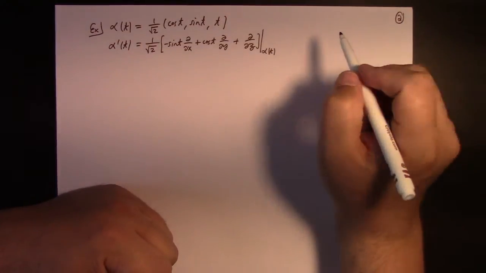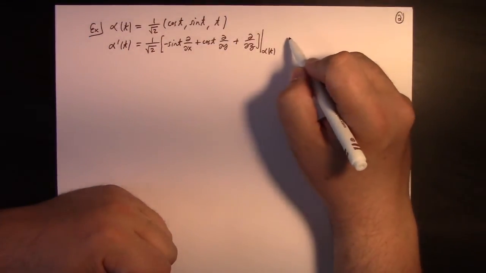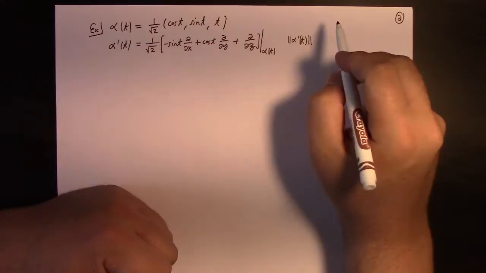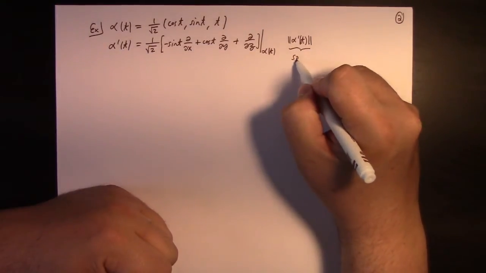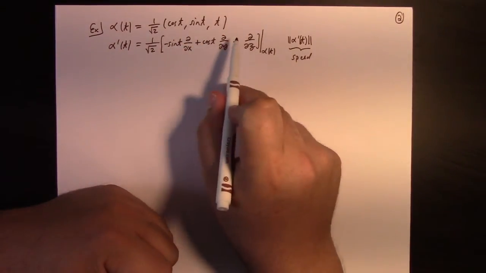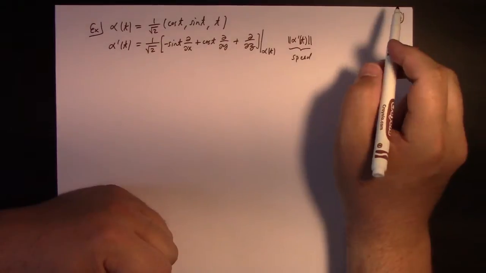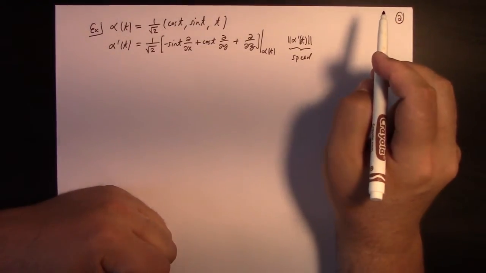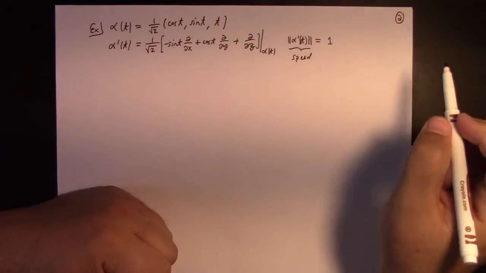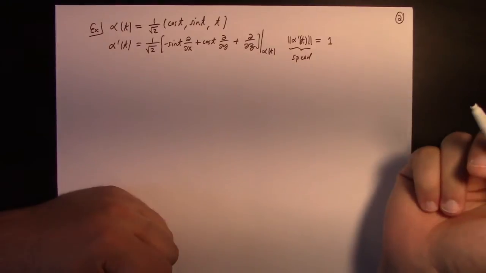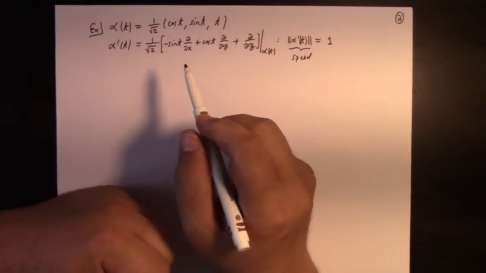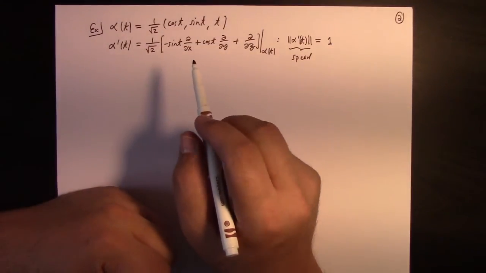You might notice that the reason I put the 1 over square root of 2 in there is so that this has a very nice property. The length of alpha prime of t, in other words the speed, with my 1 over square root of 2 factor is the square root of sine squared plus cosine squared plus 1. In other words, it's the square root of 2 divided by square root of 2, so the speed is just 1. So t you could actually take to be arc length, given my setup here. Anyway, so there's your velocity operator.